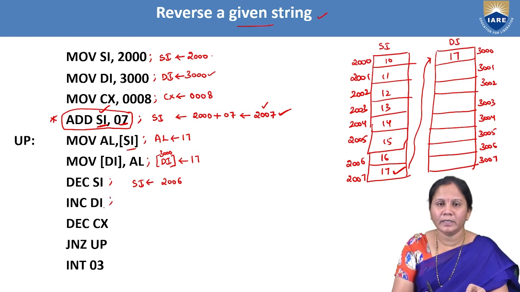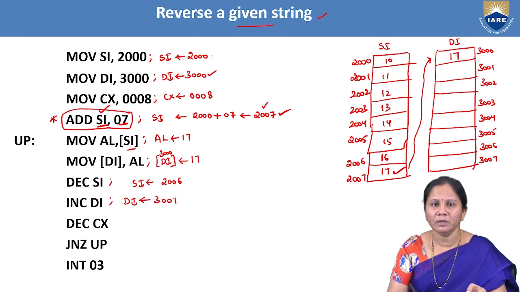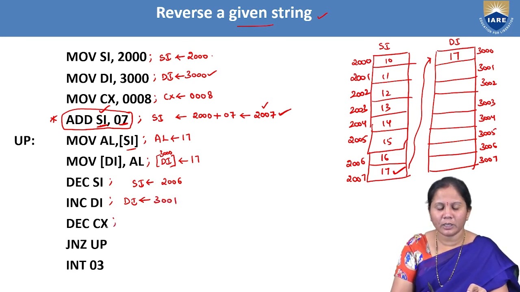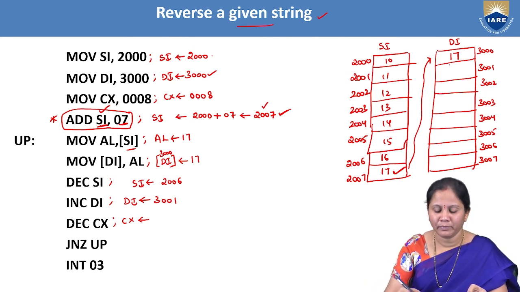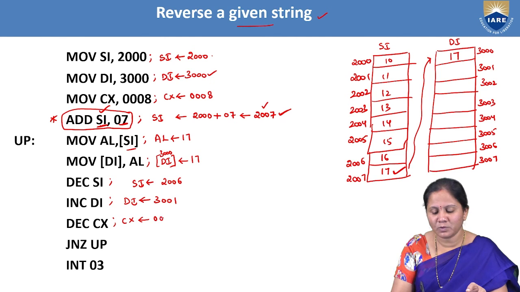And INC DI. Increment DI means the value of DI will be incremented by 1. Previously the value of DI is 3000, and if it is incremented by 1, it becomes 3001. And DEC CX, so the counter value will be decremented by 1. Why? Because one number is being moved from SI to DI. After one number, the reverse operation is completed, so the CX value should be decremented by 1. So the value of CX becomes 0007.